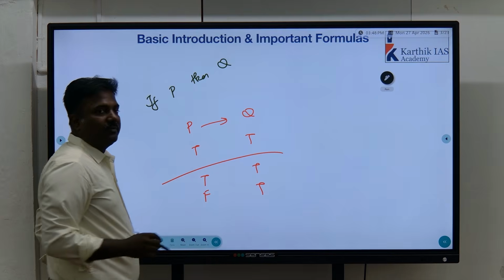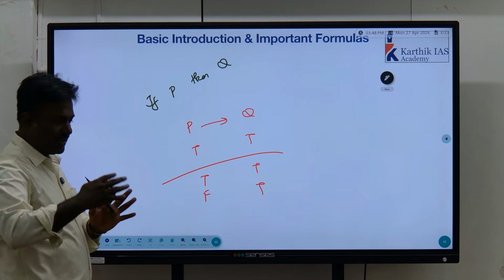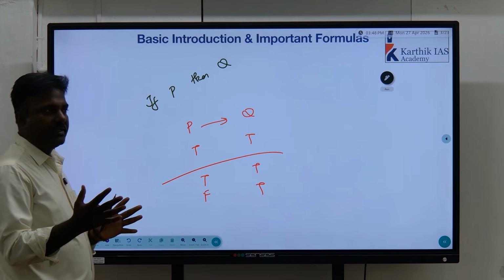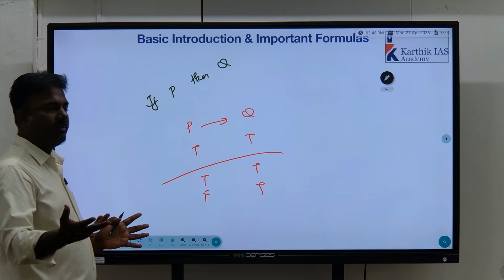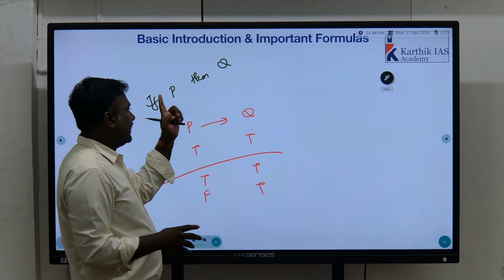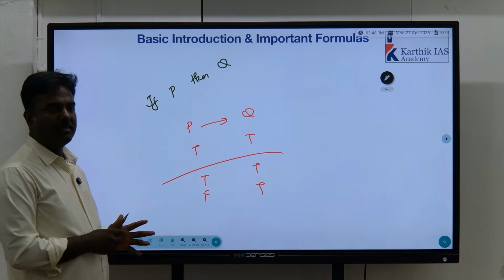Understand? If there is rain, I will get a cold. Means if rain happens, I will get a cold. But in the reverse scenario, if I get a cold, it doesn't mean that there should be rain. Maybe it is because of the ice cream I ate. Understand? So that's the reason. If P, then Q. But if Q, it's not mandatory that P has to be true.